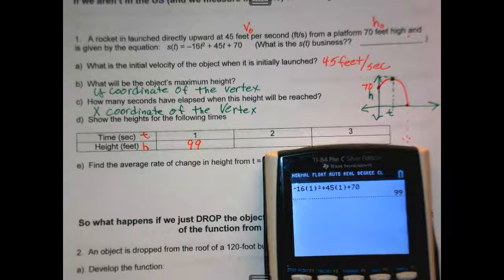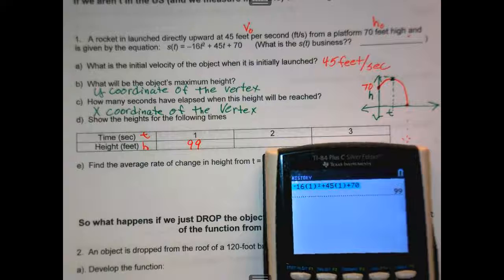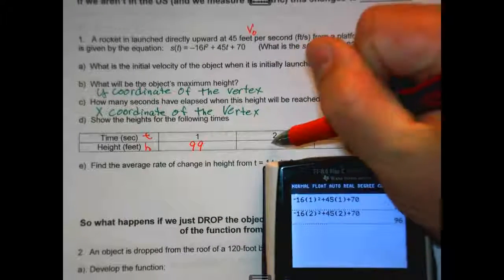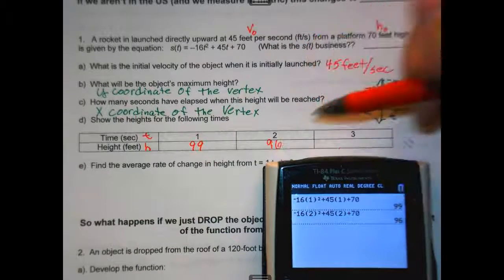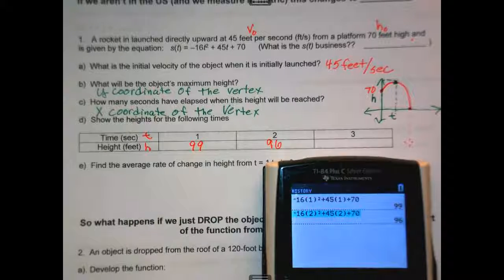Okay, then they want it for 2 seconds. I'm going to go back and capture. On mine, I can copy and paste. I don't know if you can do it on here. I'm going to put in 2, hit enter, and I get 96. And then I'm going to go back, capture it, put in 3 for my x, or t, and I get 61.